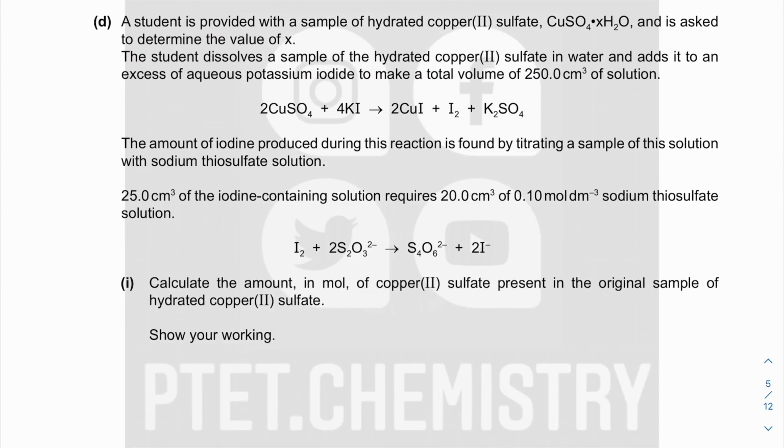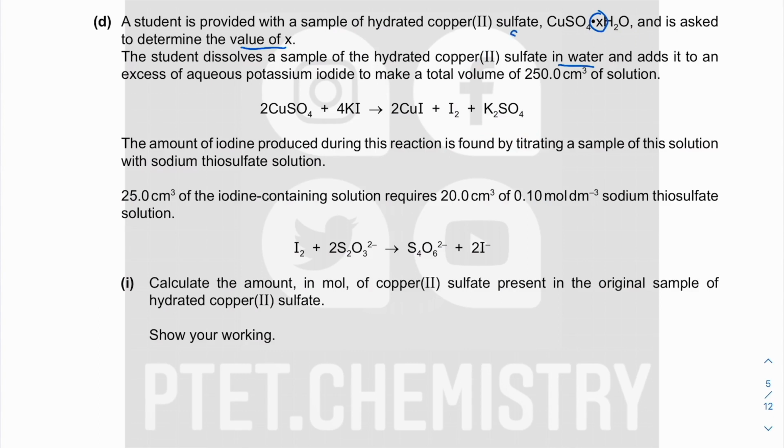Question D is a calculation. So you get a water of crystallization X there. Your job is to find the value of X. When you dissolve it in water, obviously the water of crystallization goes into the water, okay? And you are just left with this that can react in this redox where the water doesn't get involved at all, okay?